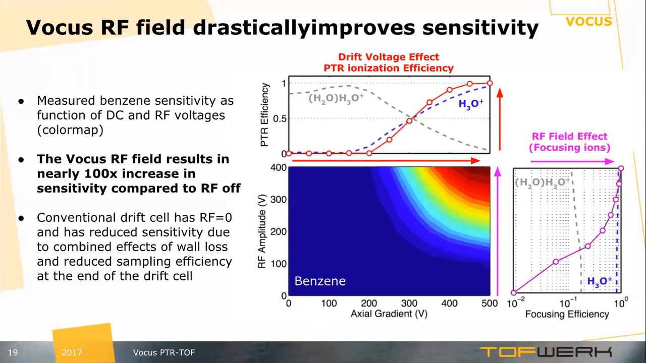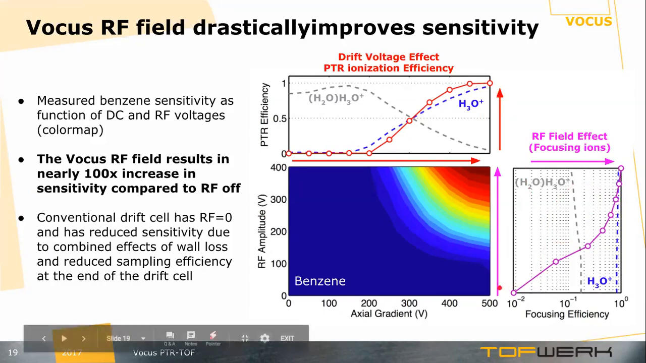This is basically because benzene will only react with H3O+. So now I've put on the same plot the H3O+ signal in blue and the H2O clustered with H3O+, so the first water cluster. And what you can see is that the sensitivity to benzene follows very closely the fraction of the primary ions that are contained in H3O+. So if you wanted to ionize benzene just from the chemical standpoint, then you would want to run it at a high electric field in the axial direction.